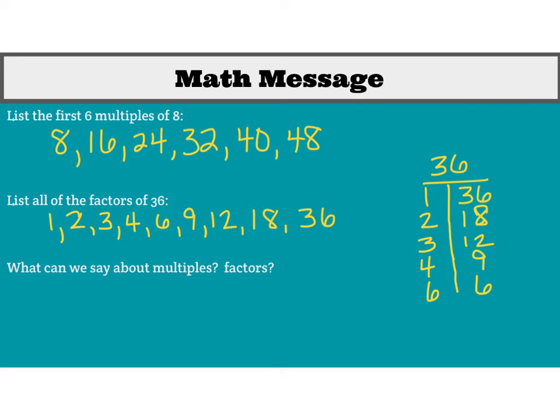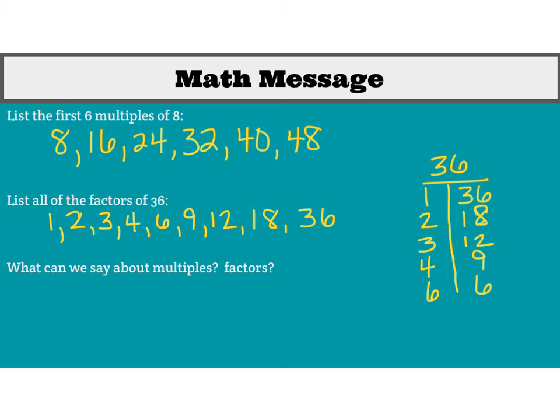You might notice that I did a T-chart off to the right here. I put 36 at the top. I started with 1 times 36, 2 times 18, 3 times 12, 4 times 9, and of course 6 times 6. Then I came over here and I listed them in number order, putting my commas in between. So you should have 1, 2, 3, 4, 6, 9, 12, 18, and 36 as your factors of 36.